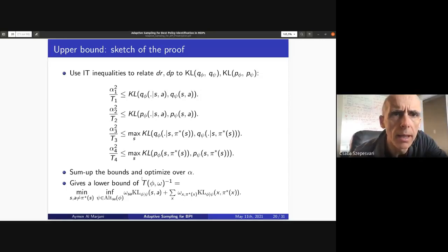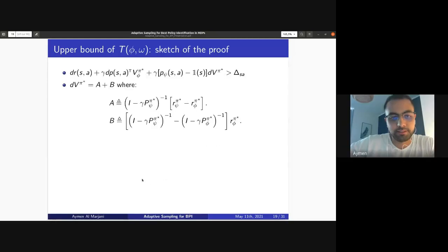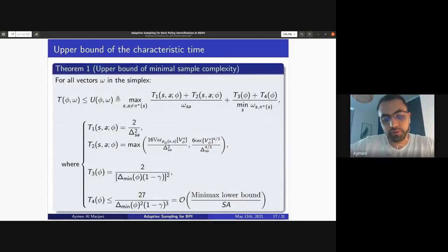So wait, I got lost. What are T1, T2, T3, T4, and why did they pop up in these inequalities? Okay, so the terms are defined here. T1 is something like the inverse gap squared. T2 is variance over gap squared. T3 is the same thing, but over the minimum gap and with a factor of 1 minus gamma. And T4 has a complicated expression, but you can say that it scales at most as this quantity here.